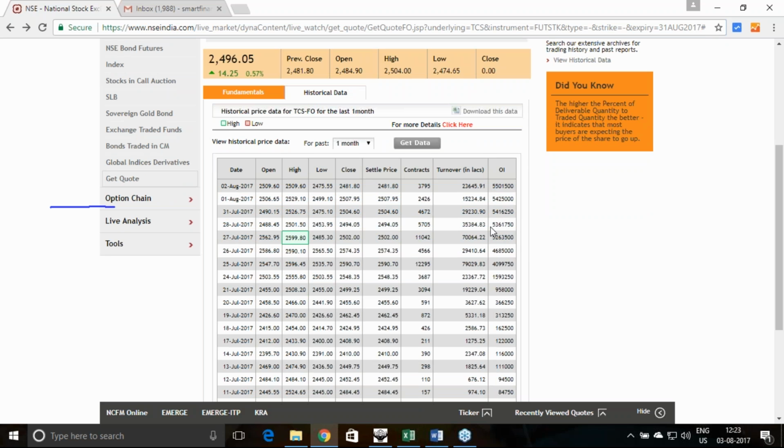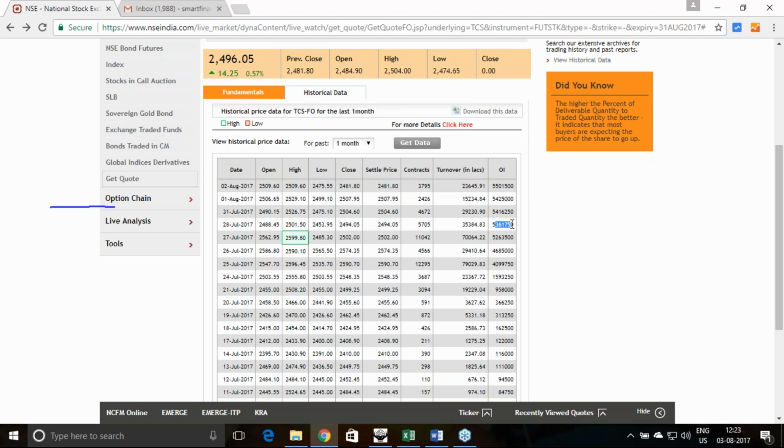I am seeing 53 lakhs here, 54 lakhs here. So the open interest is not falling drastically. At the same time, it is not increasing in a great way either. It is just consolidating. Only a few hundreds or thousands of open interest is being created.